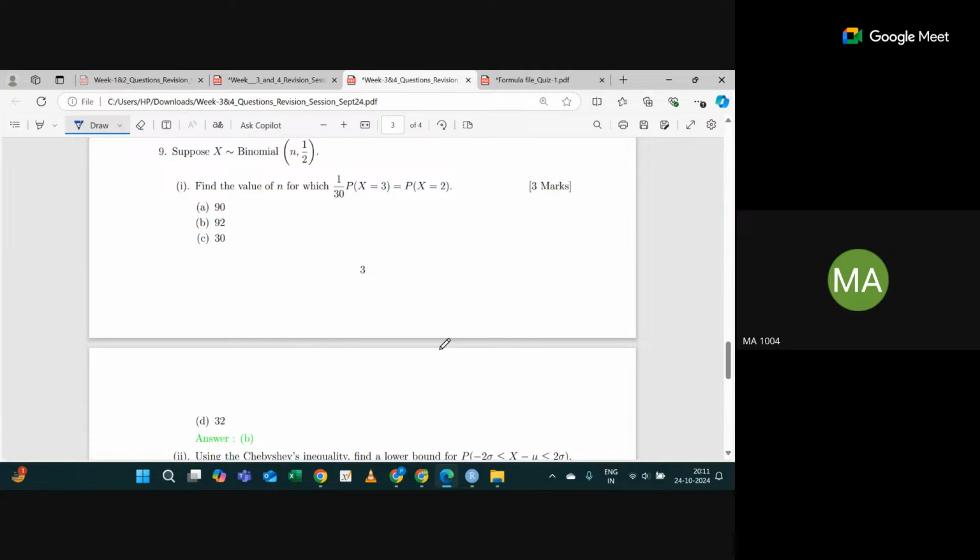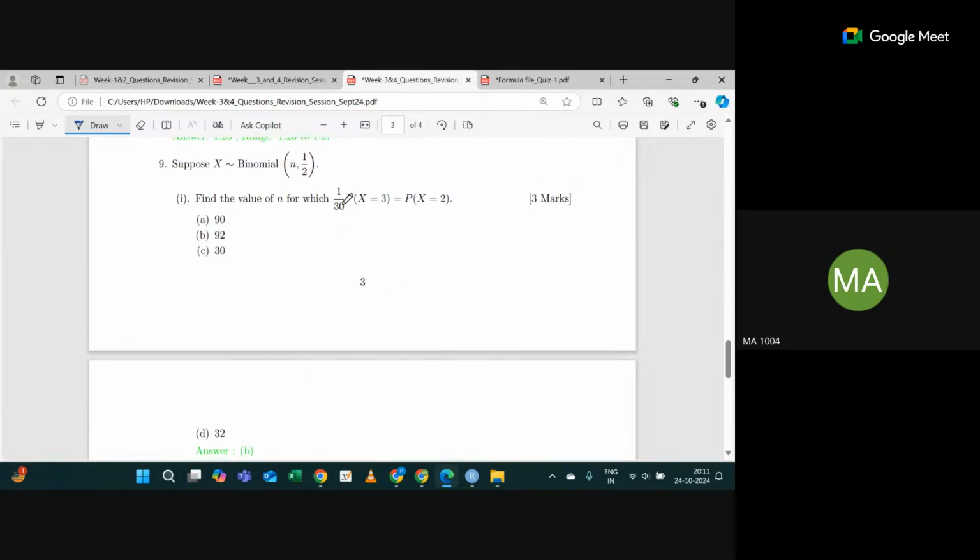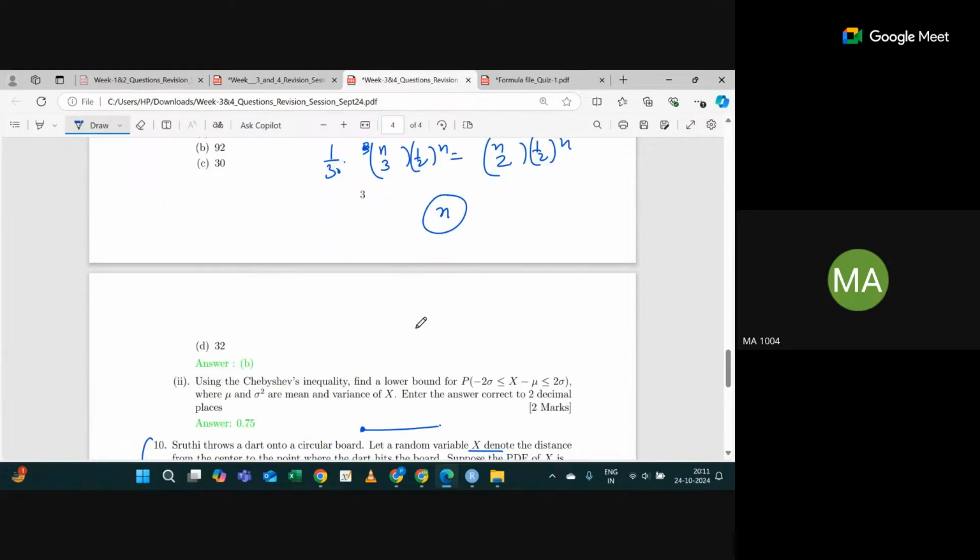One more question you can see here. X follows binomial(n, p). So the first part is you have to calculate the value of n for which this is true. I mean you have to equate this part. So it will be n choose 3 times (1/2)^n equal to n choose 2 times (1/2)^n. From here you can calculate the value of n. Then you have the information from here.